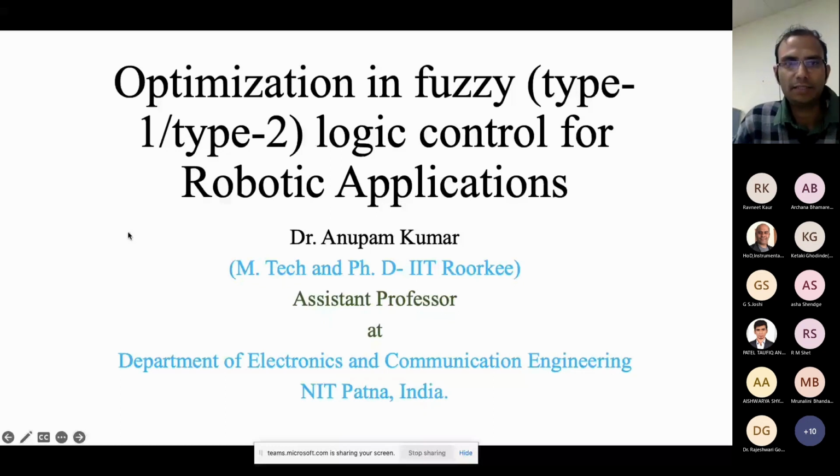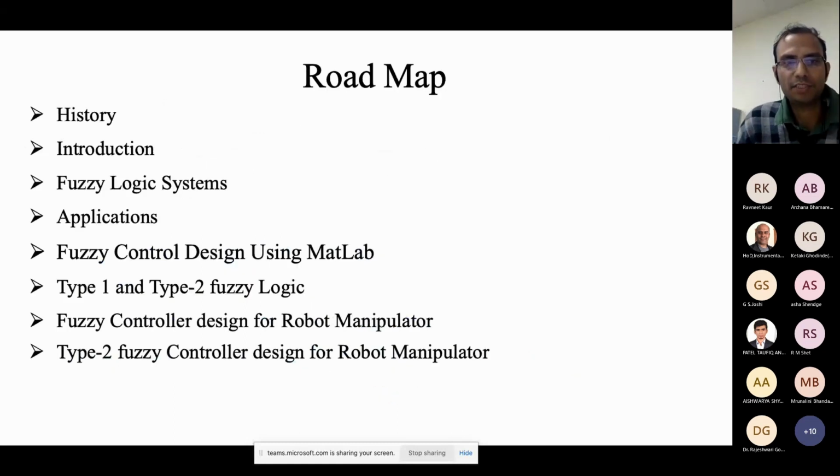So in today's session, I will try to explain a few things related to fuzzy logic, and two types of fuzzy logic are going on in literature. One is type 1 and another one is type 2. So first I would like to explain type 1, that is the conventional one, which was proposed around 1965 by Professor Zadeh.